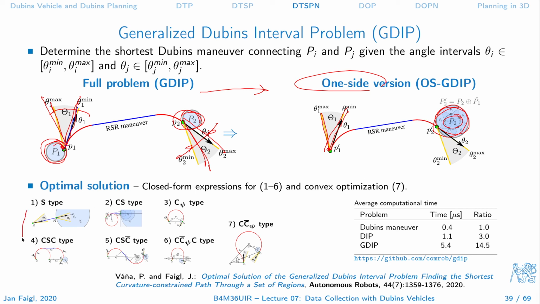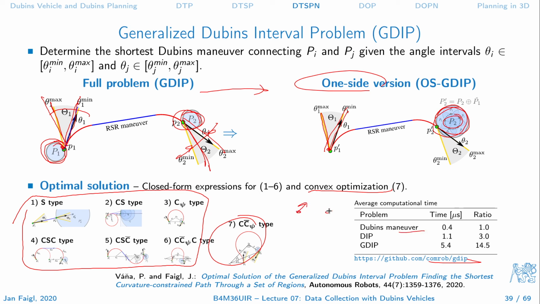and for 6 of these cases, we have a closed form expression. For the 7th case, we don't know if there is a closed form solution, but it can be solved using convex optimization, and it is relatively quick. So regarding the implementation that you can actually download, this is the Dubin's maneuver. On the same platform, it takes less than a microsecond.